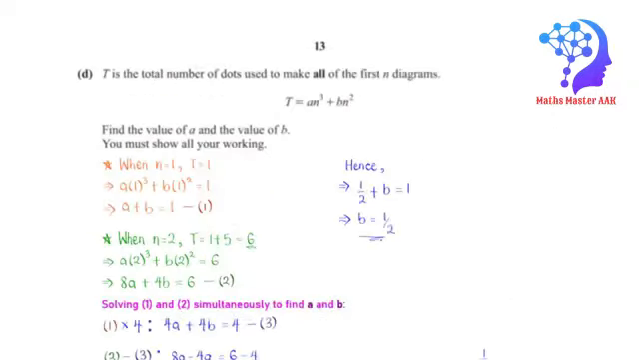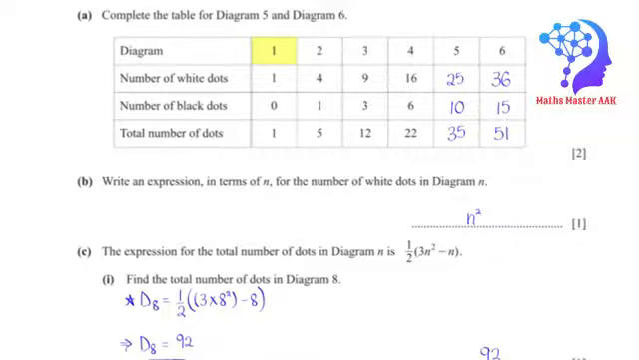T is the total number of dots used to make all of the first n diagrams. T is equal to a n cubed plus b n squared. Find the value of a and the value of b. You must show all your working. To find the value of a and the value of b, we are going to pick and use 2 sets of data from the table. When n is equal to 1, the total number of dots is equal to 1. When n is equal to 2, that is for the first two diagrams, the total number of dots is 1 plus 5, which is 6.